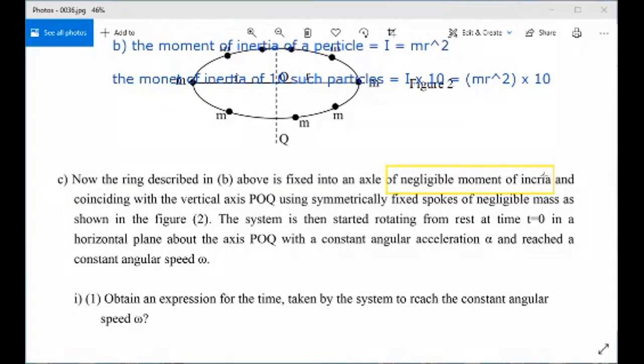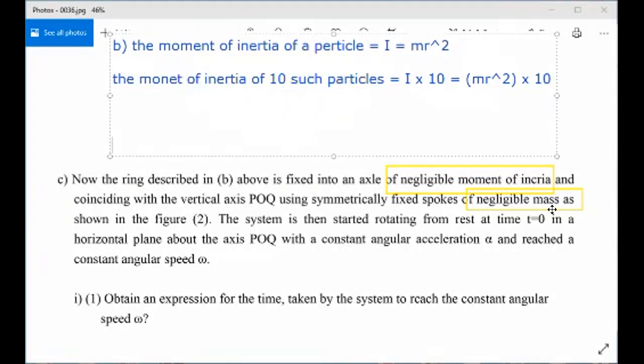If no mass, this is inertia, typing mistake, and coinciding with vertical axis using symmetrically fixed spokes, again negligible mass. So masses are negligible. Therefore, do not worry about the frame. Do not worry about the axle. Can you understand it? They have given a huge description, but you should not worry about that description because all the things that they have connected have no moment of inertia, no mass. When things have no mass, why do you worry about them? Just forget them. Think only about the particles.